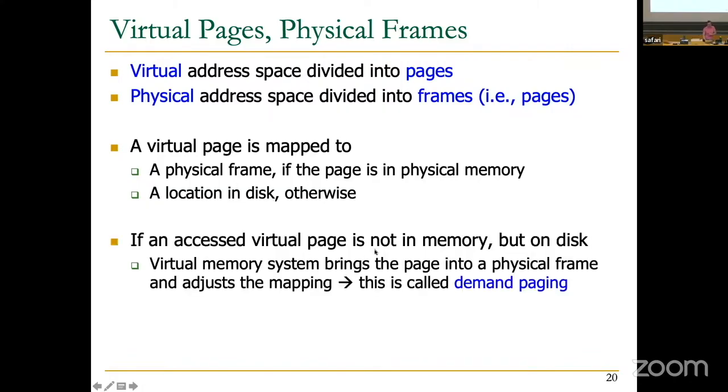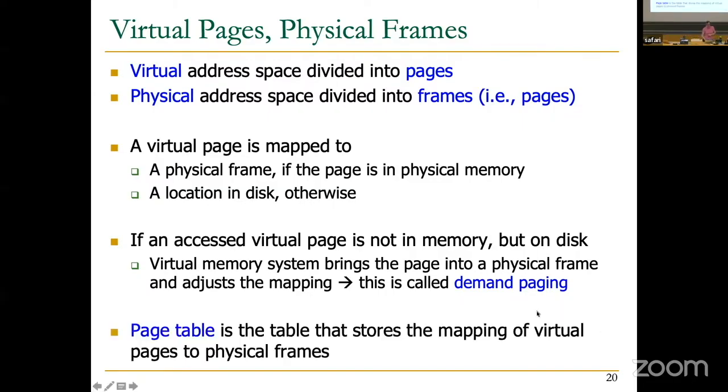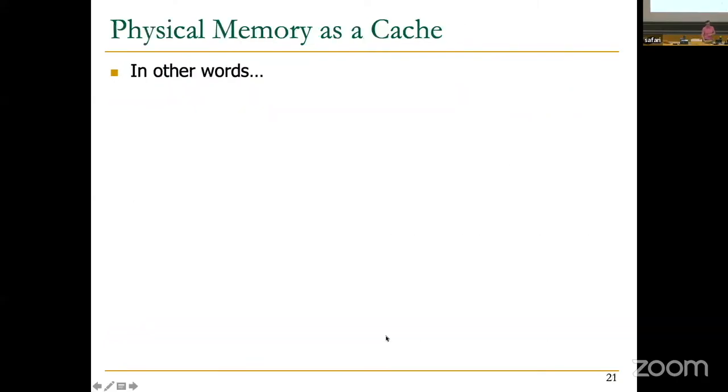If you access a virtual page and it's not in memory, but it's on disk, the virtual memory system brings the page into a physical frame and adjusts the mapping. This is called demand paging. And the fact that you found the virtual page not in memory is called a page fault, and we're going to see that. And the page table is a table that stores a mapping of virtual pages to physical frames. And you've seen an example, we're going to see more.